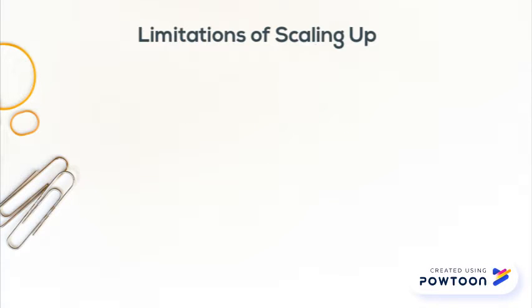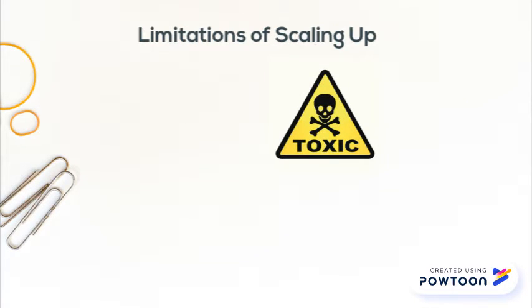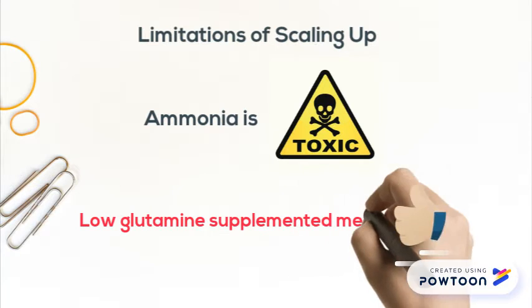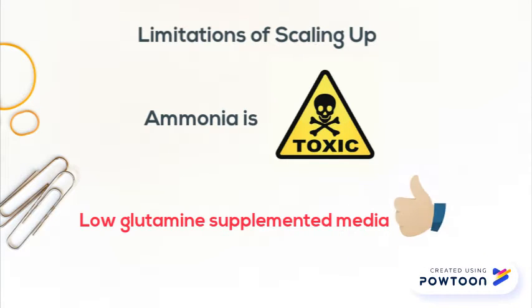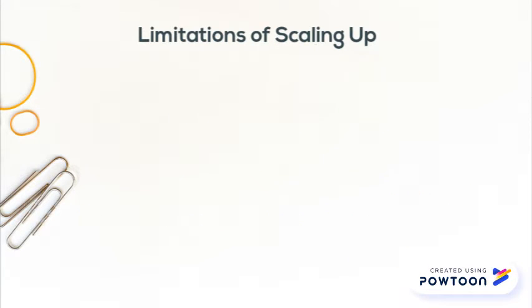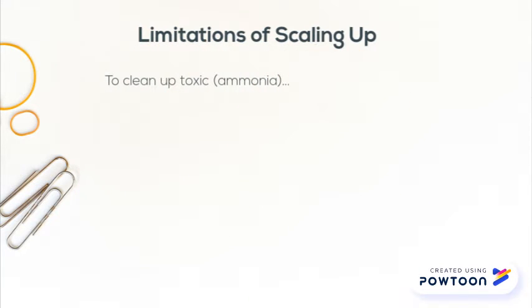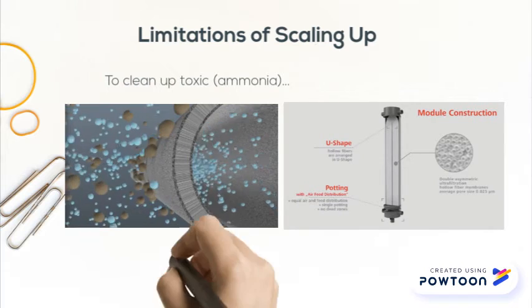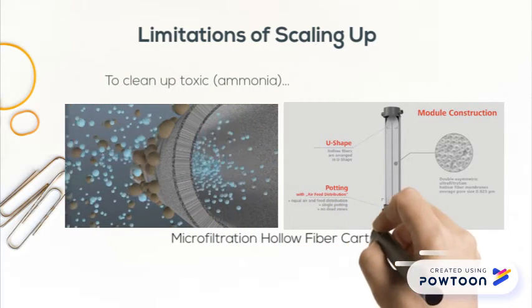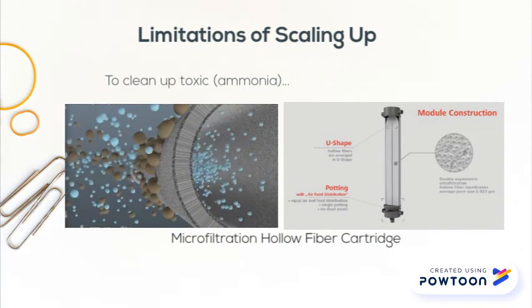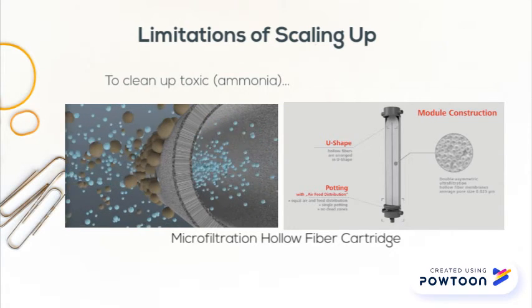The next limitation is toxic accumulation, such as ammonia, which typically occurs when using mammalian cells. Hence, to minimize ammonia accumulation, the low-glutamine supplemented media is used. Additionally, in the events of cleaning up toxic accumulation, the use of appropriately sized microfiltration hollow fiber cartridge, which are steam sterilizable and easily cleanable after repeated uses, could be installed.